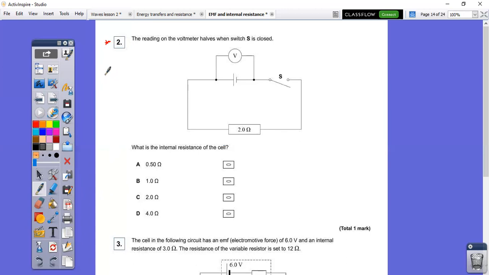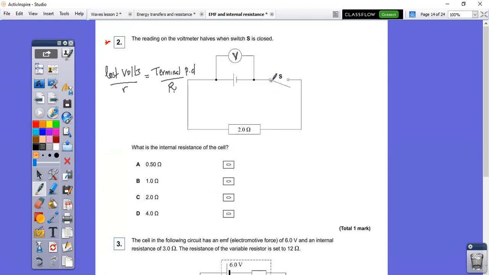So remember I said, lost volts over little r is equal to terminal PD, what the voltmeter reads in simple words, over big R. This big R is that R. So the reading on the voltmeter, let's imagine when the switch is open, is V.